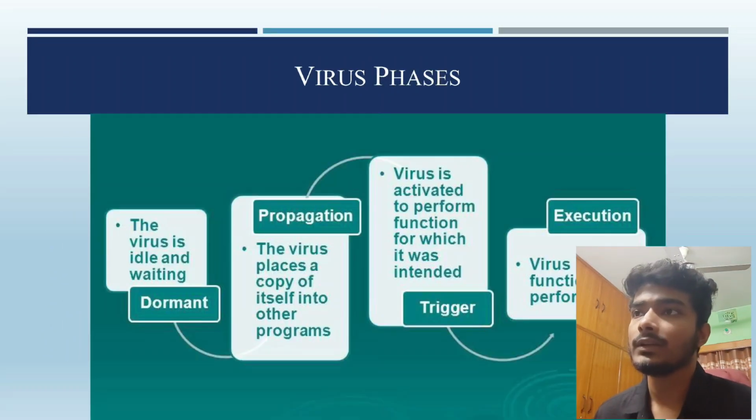A virus typically goes through four distinct phases. First, the dormant phase. The virus is in a dormant state. It has successfully infected the system, but it is essentially hiding, idle, and waiting. It does nothing to draw attention to itself.